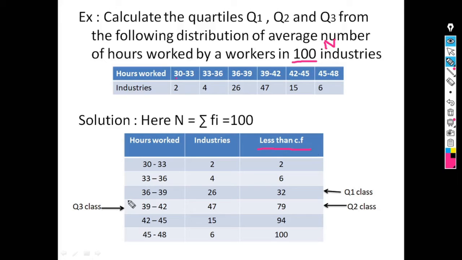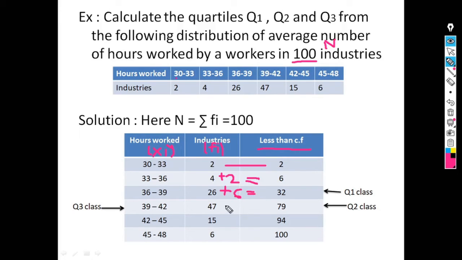So these first two columns as it is: hours worked, that is Xi, then industries, that is Fi, and the third column is of less than type cumulative frequency. So for less than type cumulative frequency, the first observation as it is, then 2 plus 4 which is equal to 6. Now the next one is 6 plus 26, which is equal to 32.